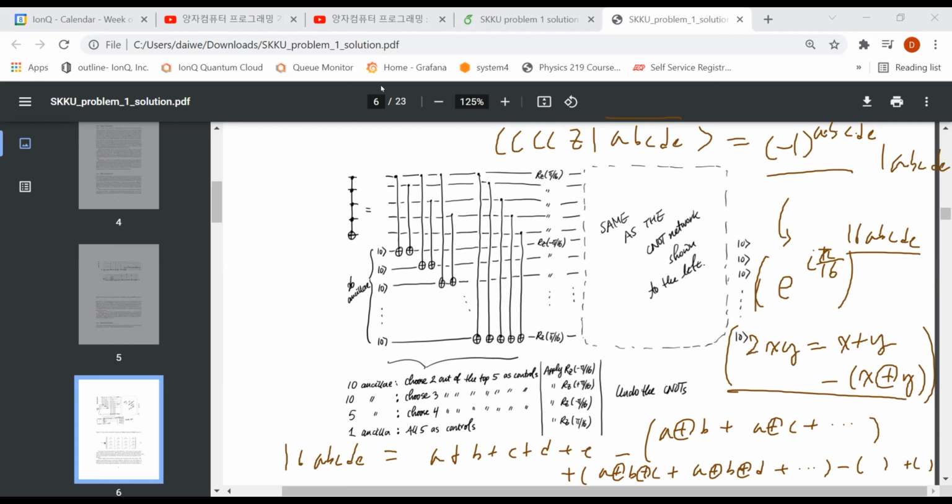So A, B, C, D, E is already given. So we compute the length 2, length 3, all the way down to length 5 onto 26 different ancillae first. And then we apply RZ gates in parallel in order to use the plus minus pi over 16 phase angles on the different XOR patterns that we have just computed. And then we uncompute the XOR patterns that we have just computed to free up the ancilla.